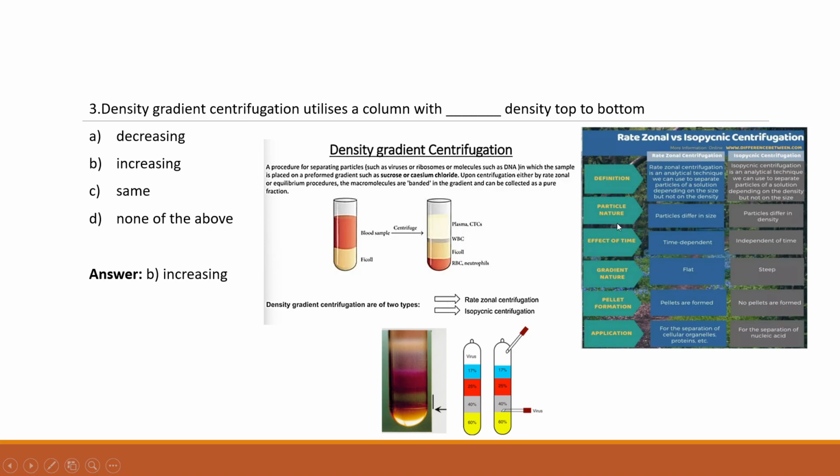Then what is the nature of the particle? Since it is getting separated by size, obviously there is a difference in the sizes of each component in your sample in the case of rate zonal. In the same way, in the case of isopycnic, because it is based on the density of the sample, the particles in your sample will have different densities from each other.